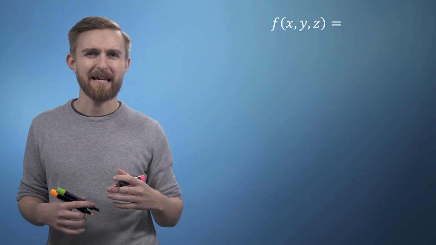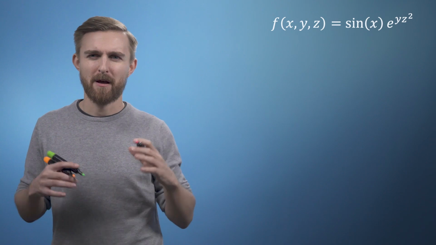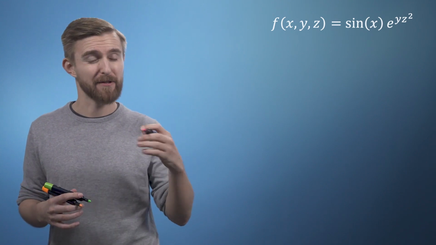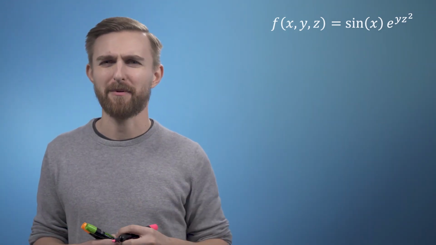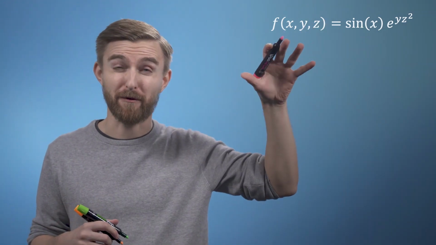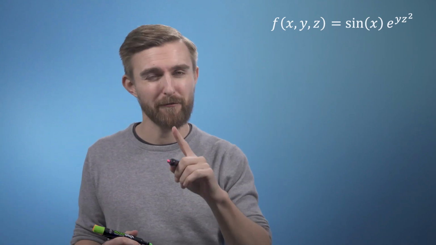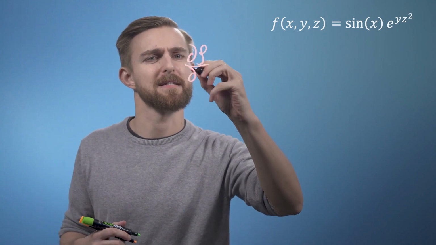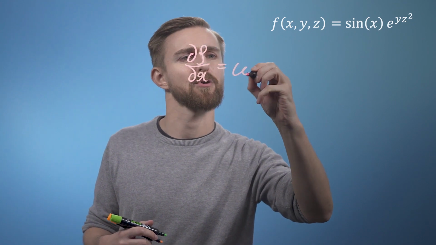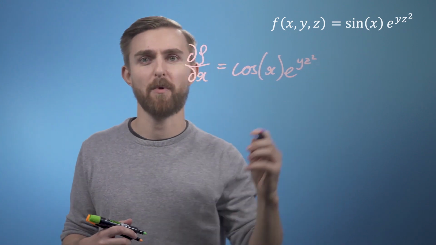Consider the function f of x, y, and z equals sine of x e to the power of yz squared. We're now just going to work through and find the derivatives with respect to each of these three variables. So, let's start with x. As the exponential term does not refer to x, we can treat it as a constant, and sine, as we saw last week, differentiates to cosine. So we can write df by dx is just going to equal cos x e to the yz squared.